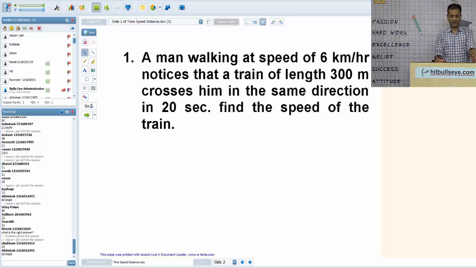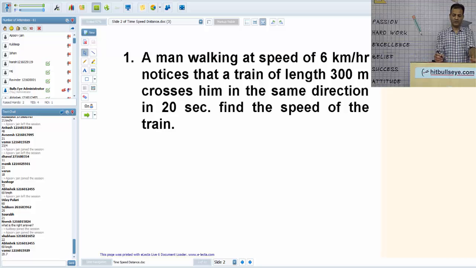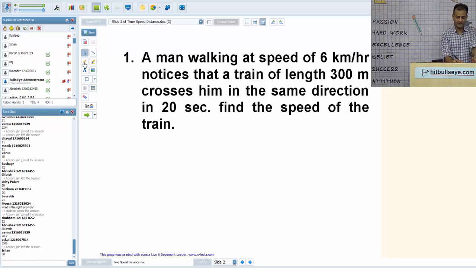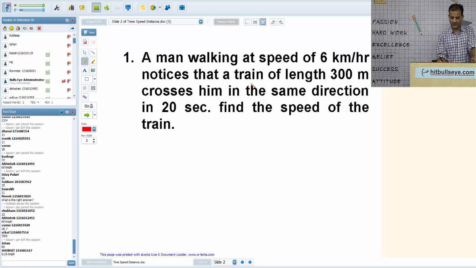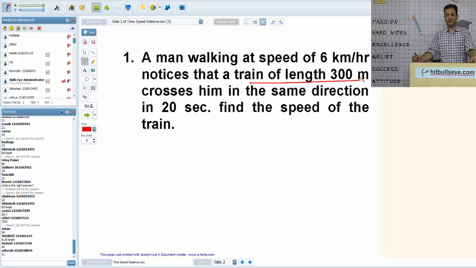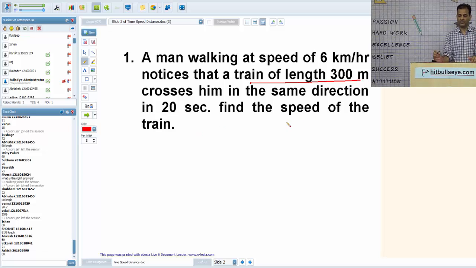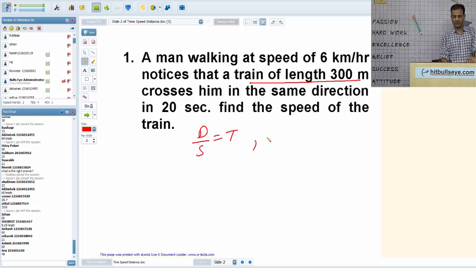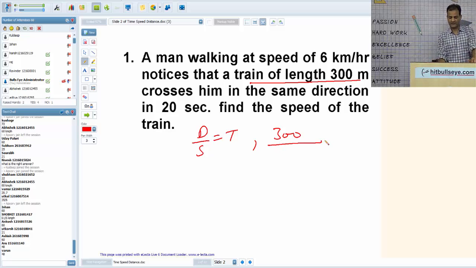See, a man walking at a speed of 6 km per hour. What you notice, a train of length 300 meter. When a train crosses a man, that means, friends, the train is crossing its own length. Now distance is given, 300. We have to find the speed. Distance upon speed is equal to time, as we are aware of the formula. D by S equal to T. So what is the D here? 300. It is meter. Crosses in the same direction.